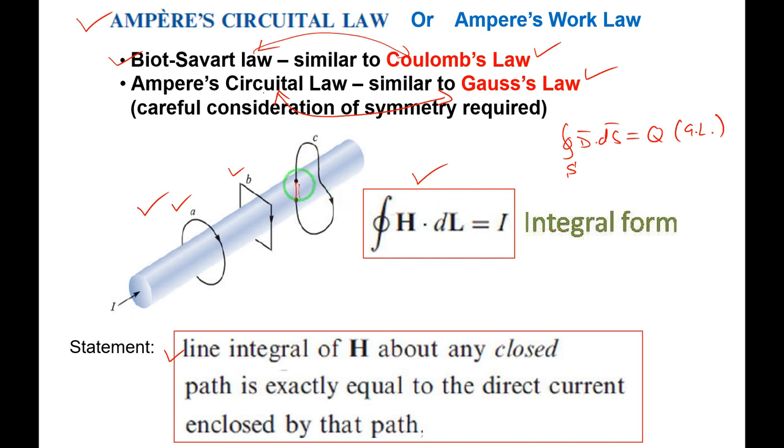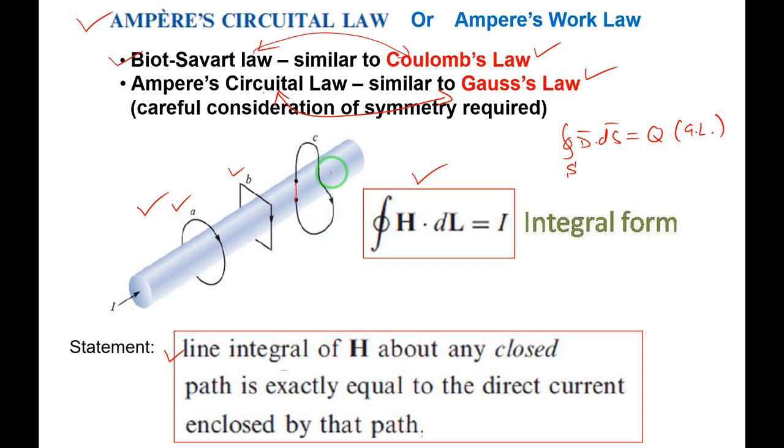If I assume that path C is enclosing 50% of the conductor, it is not enclosing the complete conductor as that of path A and path B. Path C is a closed path, but it is enclosing only 50%, so the closed line integral of H dot dl is equal to I by 2. Only 50% of the current is enclosed, not 100%. Got it? I hope you got it.